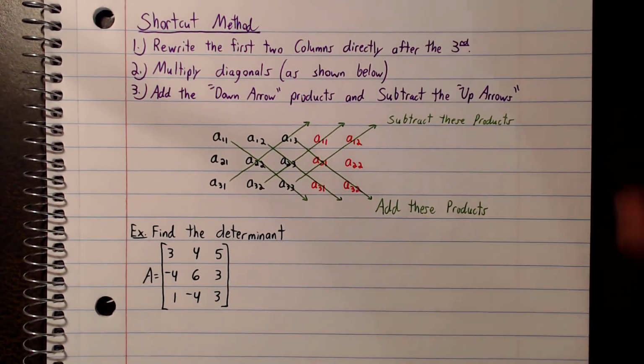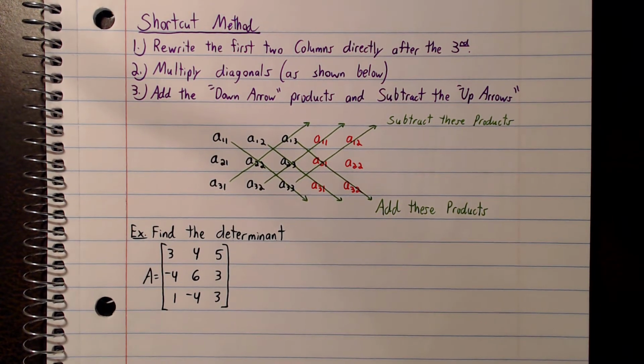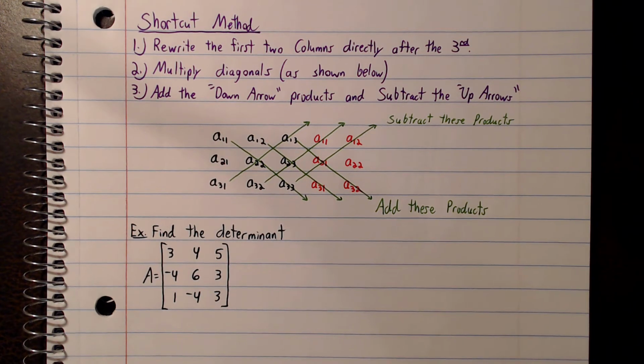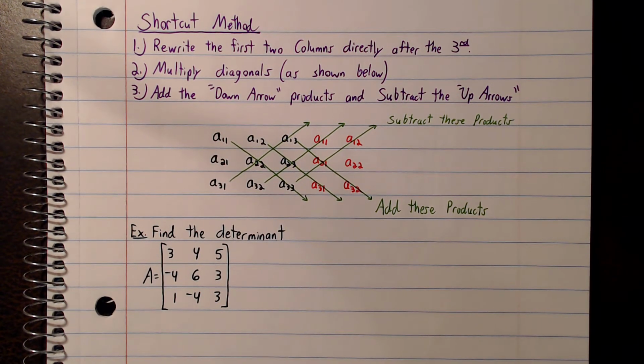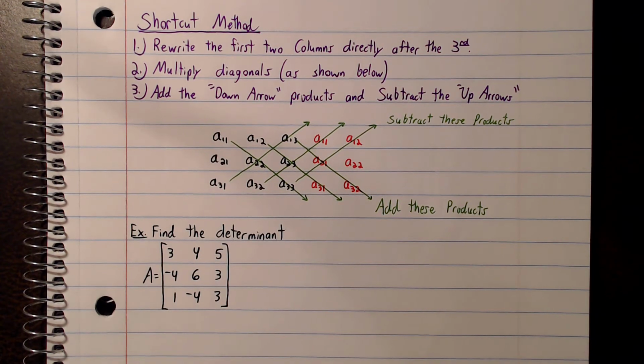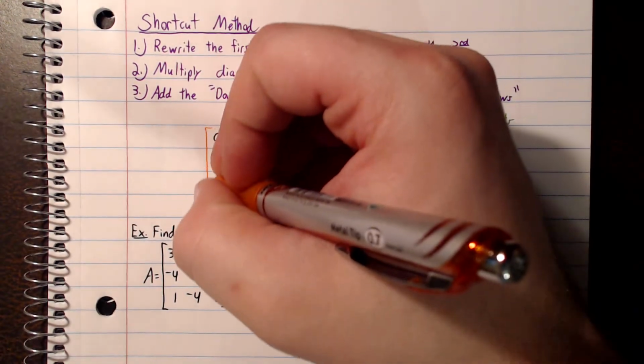Okay, this is all purple, so you don't have to write it down, but these are the steps. We're going to rewrite the first 2 columns directly after the third. We're going to multiply diagonals as shown below, which we'll talk about in a second. And then third, we're going to add the down arrow products, and then we're going to subtract the up arrow product as well. Okay, and let's check out how that works. Here would be our original matrix, right here.